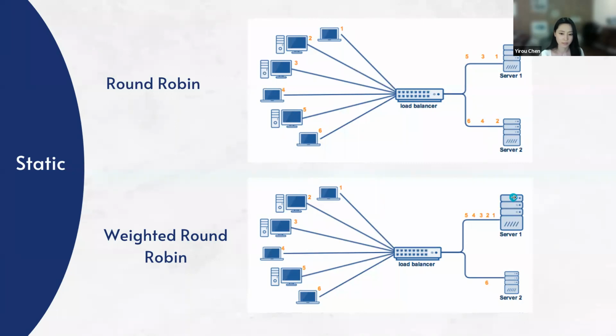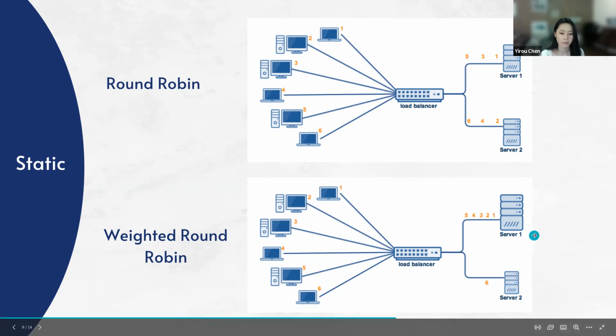And what is weighted round robin load balancing? Well, it's essentially round robin, except that we take the capacity of each server into account. So say server 1 can take 5 times the amount of load compared to server 2, then for every 5 requests distributed to server 1, we distribute the next one to server 2, and we keep the rotation in that manner.